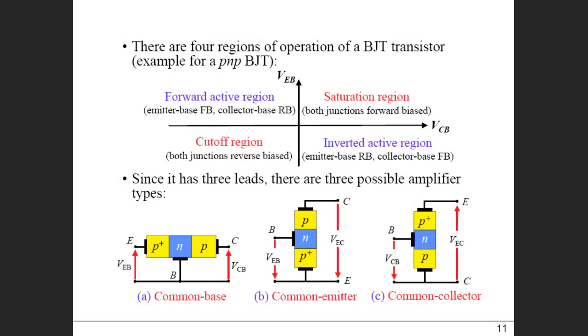Now, as I mentioned, the transistor has two junctions. For example, a PNP transistor has one PN junction here and another PN junction here. Each junction can be biased, and each can be either forward biased or reverse biased. So the configuration depends on the bias applied to each junction, and we can define different operation regions in this transistor.